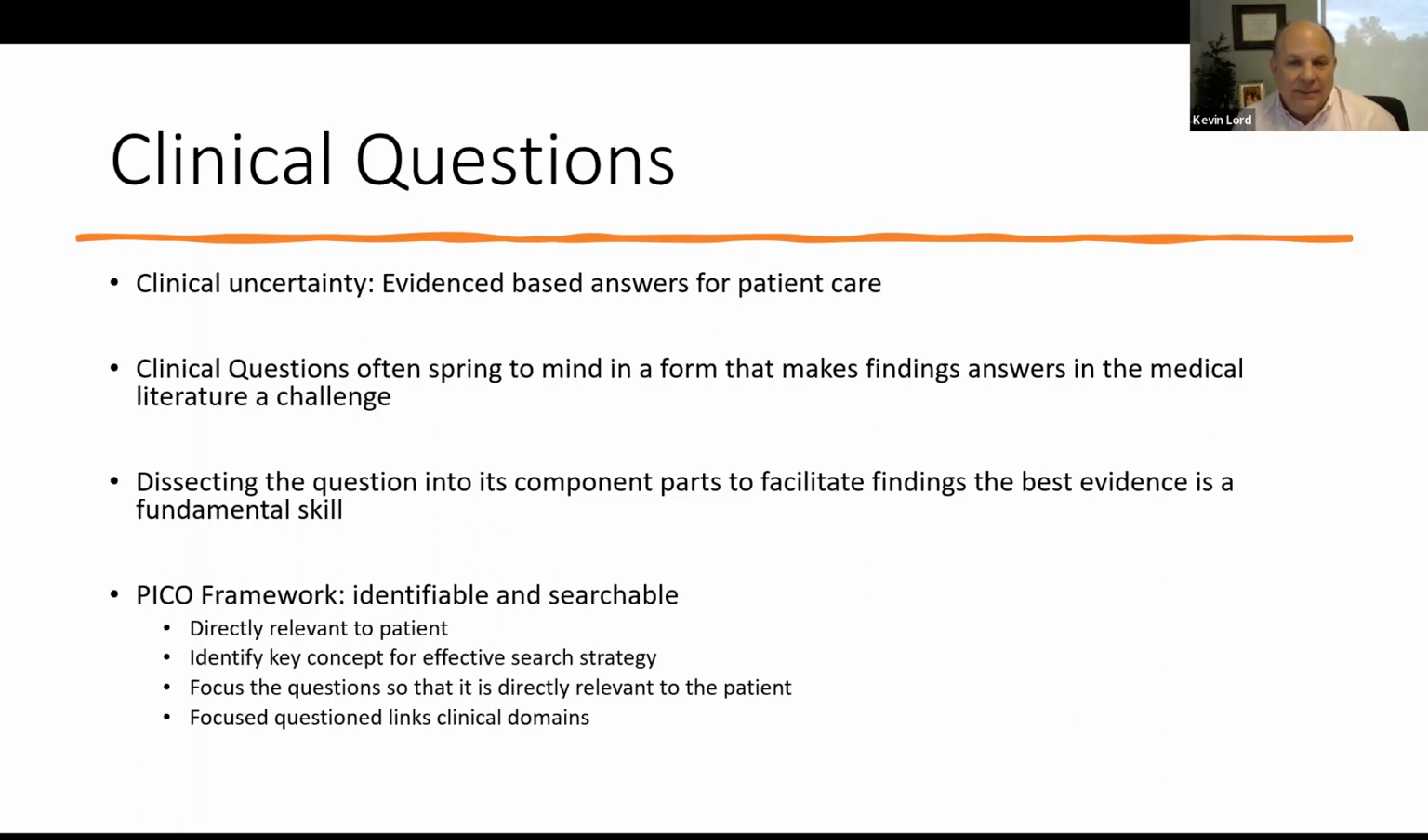So clinical uncertainty: evidence-based answers for patient care. Clinical questions often come to mind in a form that makes finding answers in the medical literature a challenge. When do we most frequently use these concepts of evidence-based medicine? It's when it's either outside of our training or comfort zone, our wheelhouse, as I like to reference it sometimes, or it's the ask of the patient. So you might be very comfortable in what you would want to do, but the patient, him or herself, presents with some very unique challenges or unique asks. So how do you go about finding the answer in the medical literature? Then dissecting the question into its components to facilitate finding the best evidence is a fundamental skill.